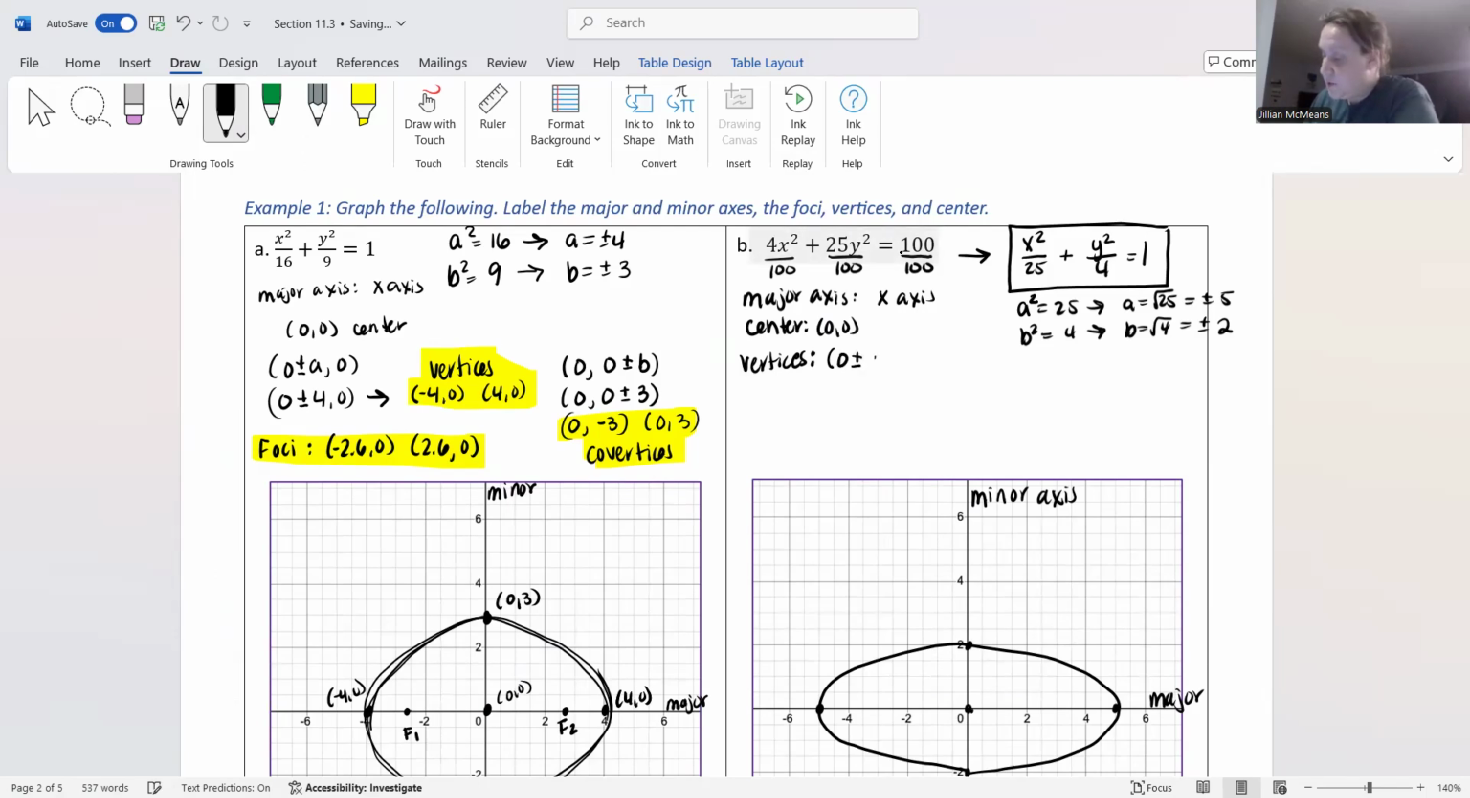We want to add and subtract a, and then y is going to stay the same. Okay, so the y value doesn't change, but the x's do. So we're going to get 0 plus or minus 5, comma 0. So that's going to give me vertices of -5, 0, and 5, 0. So we can go ahead and label those.